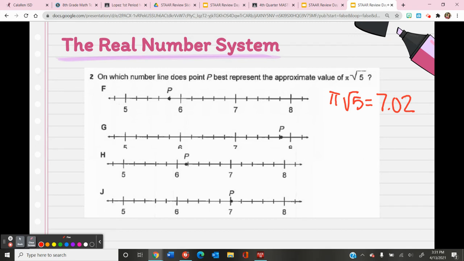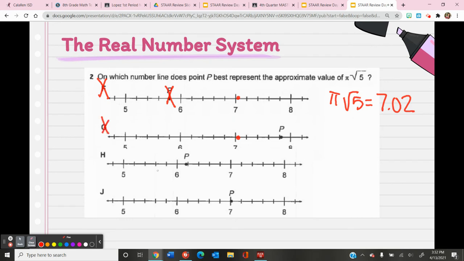So I know that my number should be slightly to the right of 7. So P is in between 5 and 6, so that's incorrect. So F is not my answer. My answer should be right here. G, my answer should be right here. And P is way closer to 8 than it is to 7.